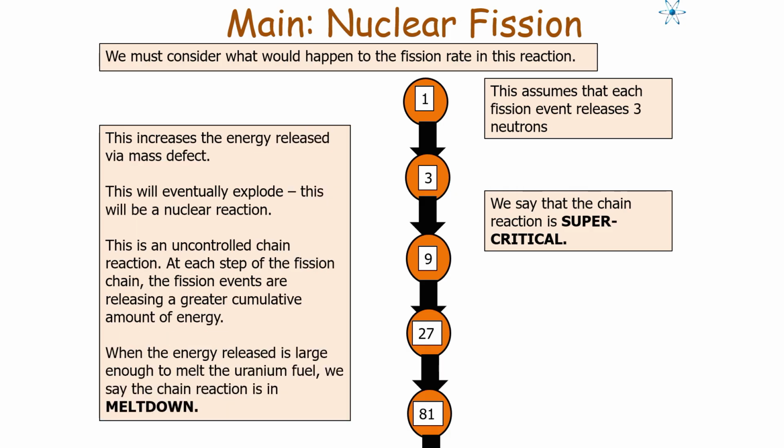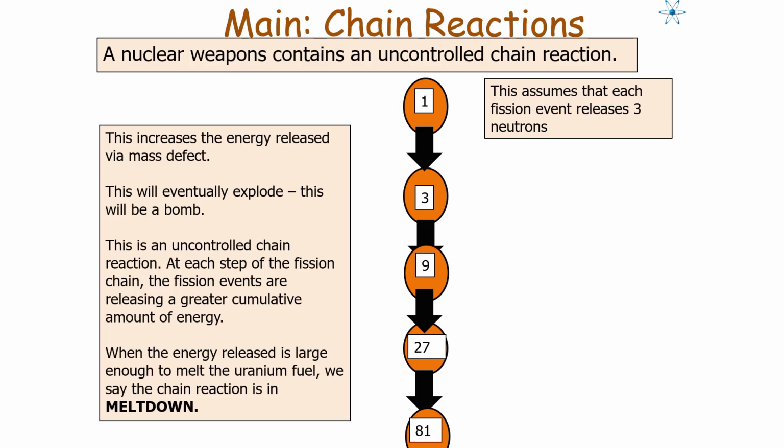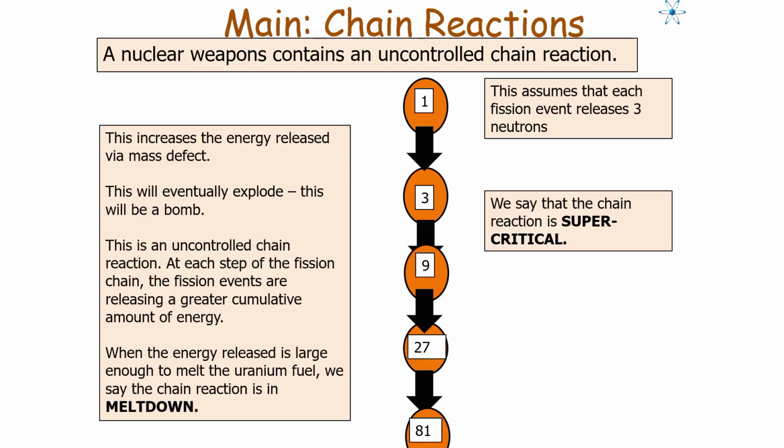Now, it's important to note that when the energy released is large enough to actually melt the uranium fuel rod, we say our chain reaction is in meltdown. So nuclear weapons can contain an uncontrolled chain reaction. So we've got to be very careful about how we carry out these processes. So we say, like I said before, our chain reaction is supercritical.